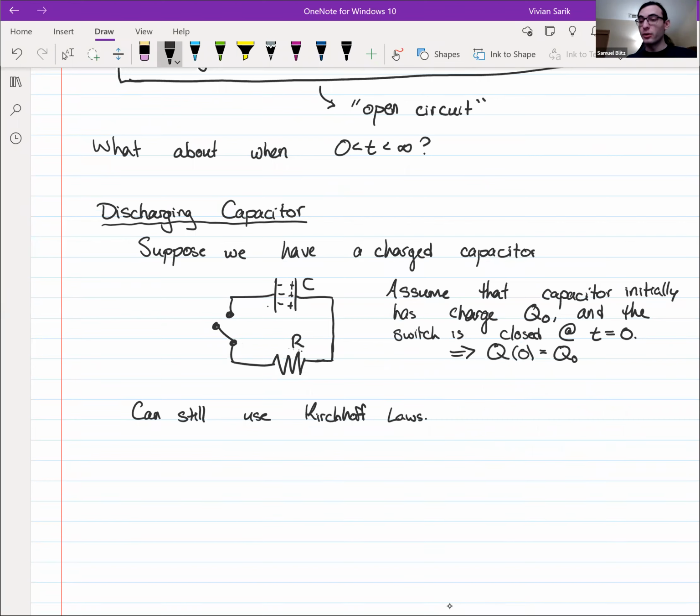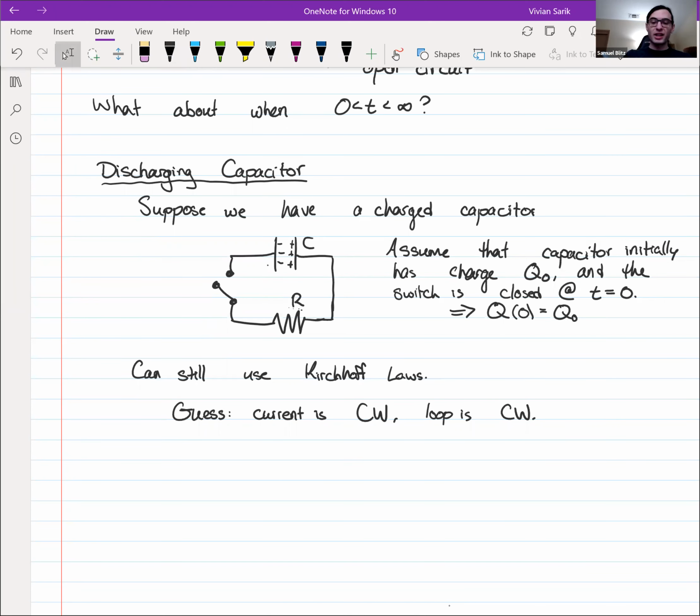There's no junction here again, so we're going to just use a single loop. We're going to guess a clockwise current, and we're going to use a clockwise loop. Again, we could have done any configuration. We could have guessed counterclockwise current, we could have used a counterclockwise loop, or any combination of those, but this is just the easiest example.